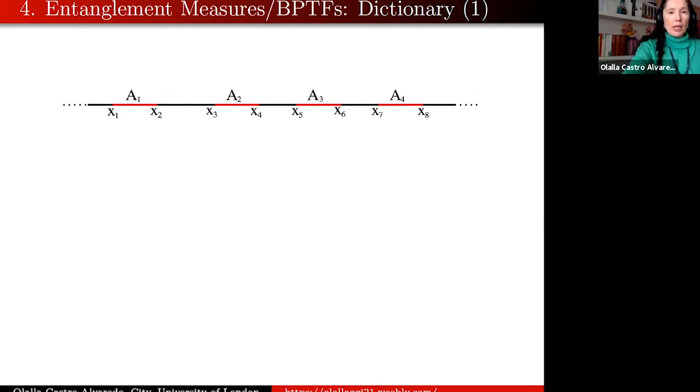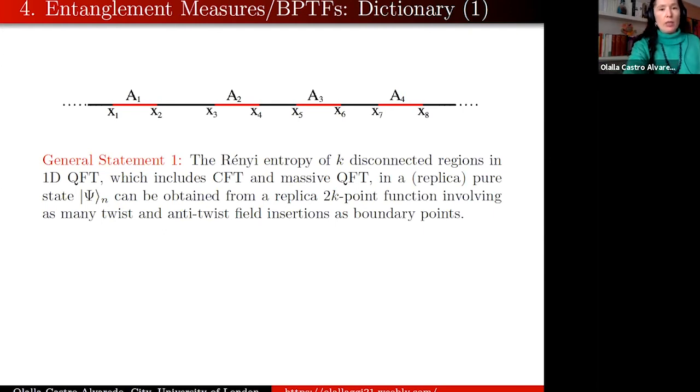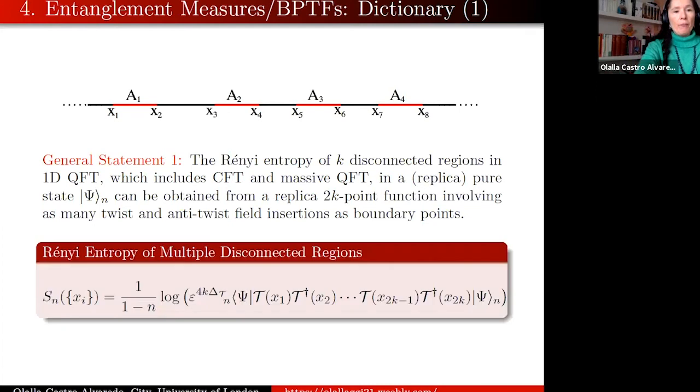If you want to compute the entanglement entropy of multiple disconnected regions, so you have a system like this, and your region A is the union of all these A1, A2, A3, A4, and the region B is the black bit, the rest, the complement of A, then it turns out, as a general statement, you can say that the Renyi entropy of these K disconnected regions in one-dimensional QFT, so that could be CFT or massive QFT, in a replica state, so in some pure state phi, and you have n copies of the system, in terms of twist fields, is going to be essentially the 2K point function of those fields.